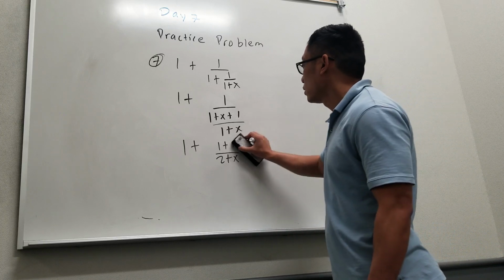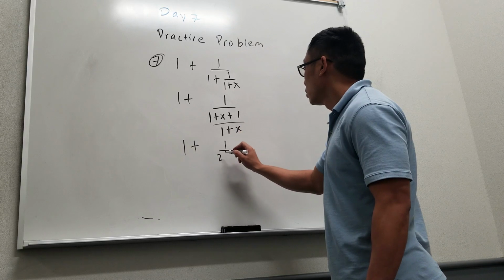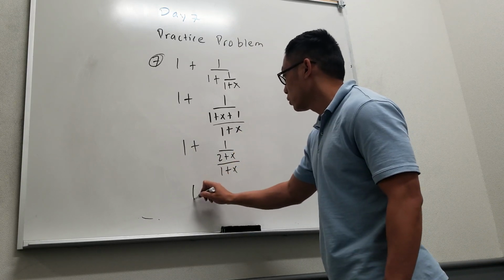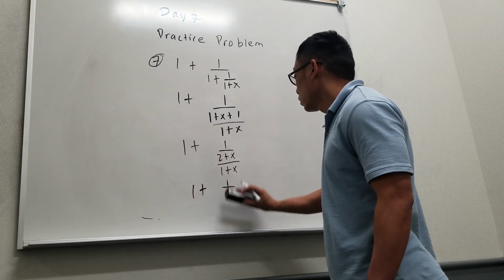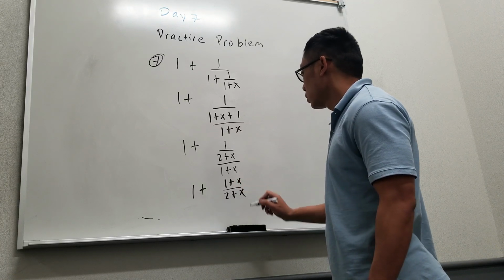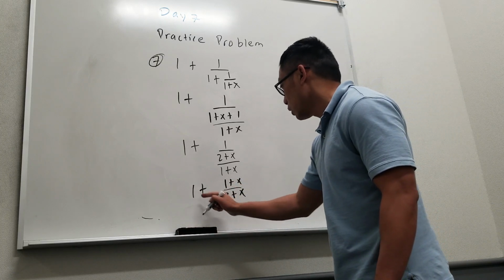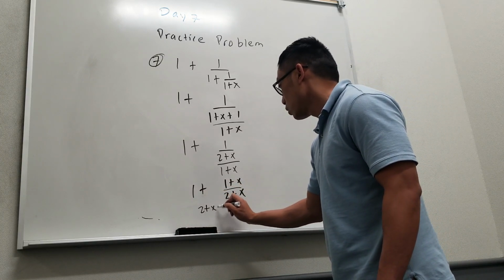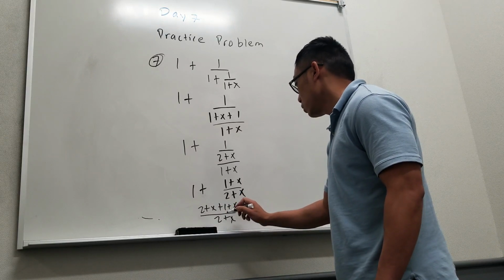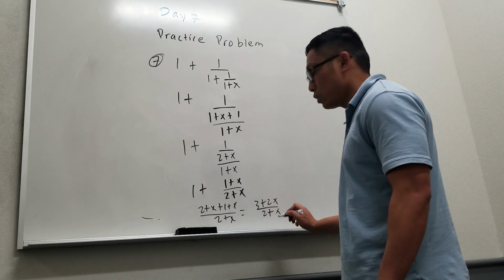How did I do that? Okay, let's just do it right. So this is 2 plus x, and then 1 over 1 plus x. Now I can flip this over. This is 1 plus x over 2 plus x, right? Makes sense? Now what? The LCD is 2 plus x, so I have to multiply this by 2 plus x, plus 1 plus x over 2 plus x, right? So now it's just 3 plus 2x over 2 plus x. That's it.